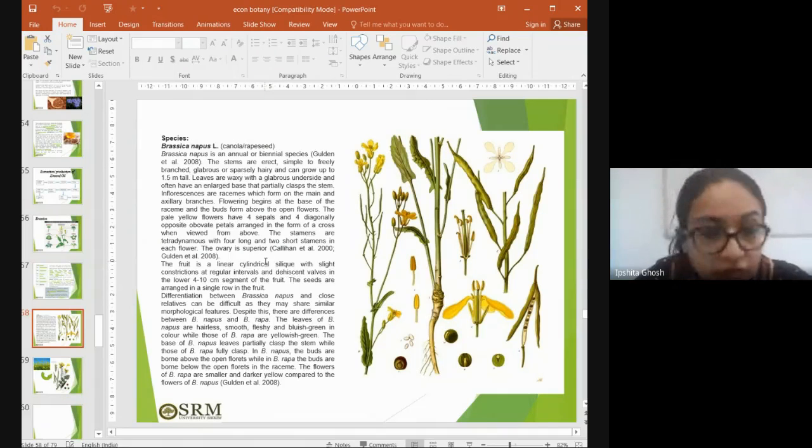Okay. So the stamens are tetradynamous, with 4 long and 2 short stamens in each flower. So 4 of the stamens are long and 2 of them are short. Okay.